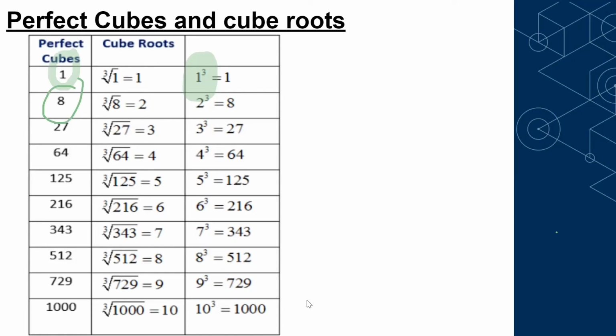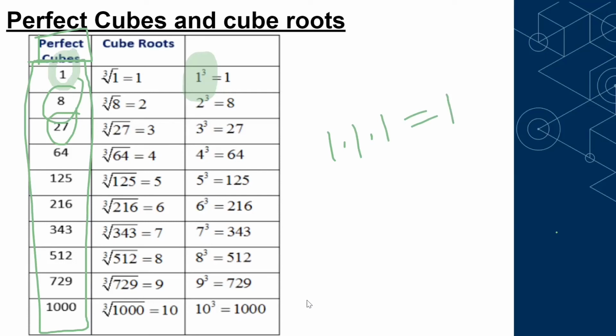8 is a perfect cube. 27 is a perfect cube. In fact, all of these numbers are perfect cubes, not because it says at the top that they're perfect cubes, but because if you multiply a number 3 times, you should be able to get those numbers, right? So for 1, if you multiply 1 times 1 times 1, it gives you 1.